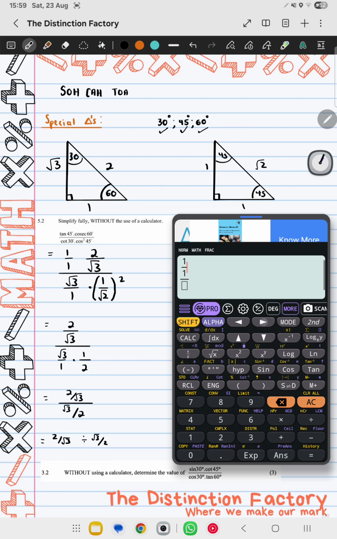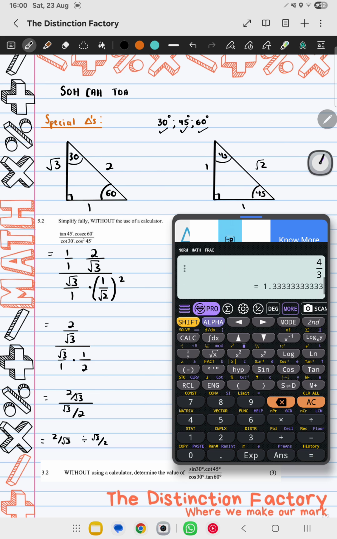Exit that small fraction, so we press the right button and we multiply that by 2, fraction button, root of 3. From here, we can scroll down to our denominator and we've got root of 3 over 1, so we do not need to put that in a fraction. And this is being times by 1 over root of 2 all squared. So we'll put a bracket, 1 over square root of 2, exit the root, exit the fraction, close your bracket and square the entire thing.